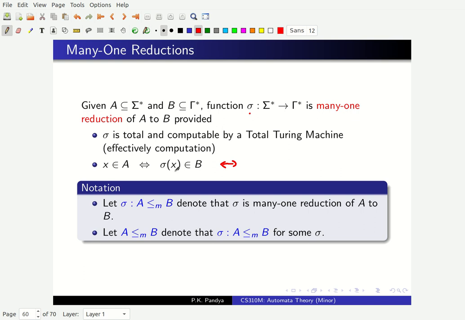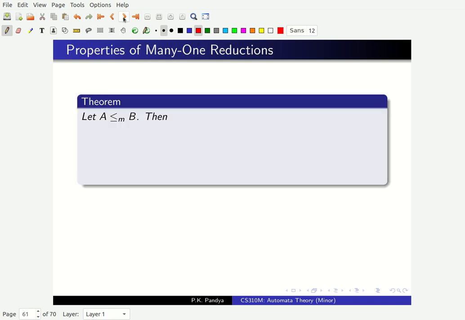Membership of X in A can be solved by solving membership of sigma X in B. And we have a total Turing machine for B. And this translation we can do using our total Turing machine. So we have a total Turing machine which will solve this. So you see, once you have many to one reductions, you get the ability to solve A using B. On the other hand, unsolvability of A will also imply unsolvability of B. So here are the formal properties.